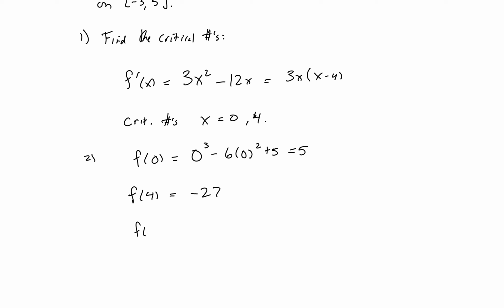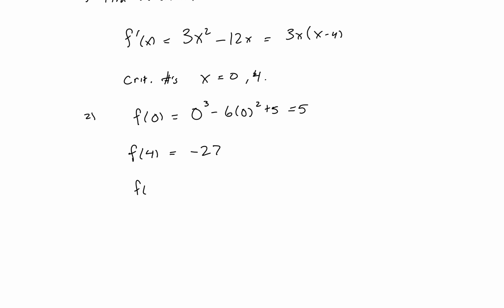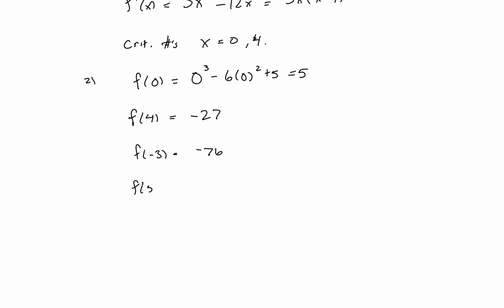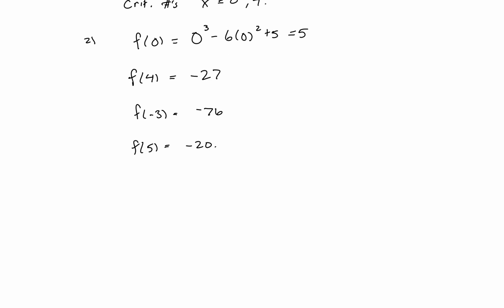And then we have to also plug in our endpoints of minus 3 and 5. If I plug in minus 3, I get minus 76. And if I plug in 5, I get minus 20. So then that tells me my absolute max is the largest value on this list. So this is 5 at x equals 0. And my absolute minimum is the smallest value on this list. So this is minus 76 at x equals minus 3.